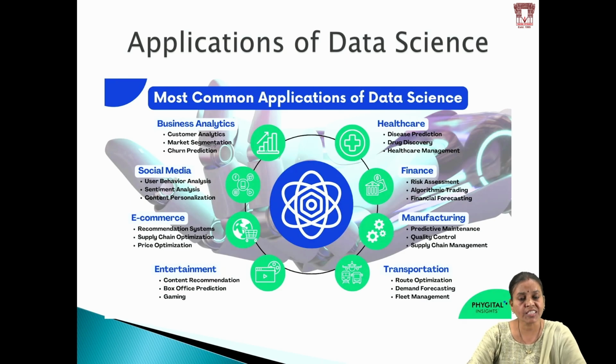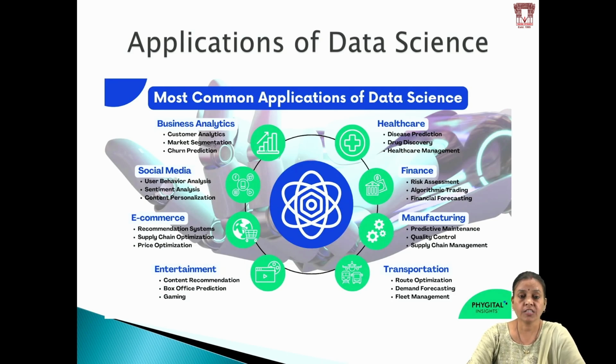Now let us move to the next one, that is business analytics. What is the main role? With the help of business analytics, one can do customer analytics, market segmentation, and churn prediction. These are the various uses of business analytics under the application of data science. The next application is social media. In social media, the important roles of data science are user behavior analysis, sentiment analysis, and also content personalization.